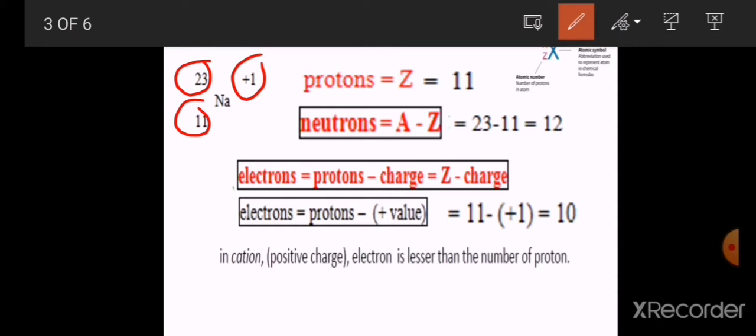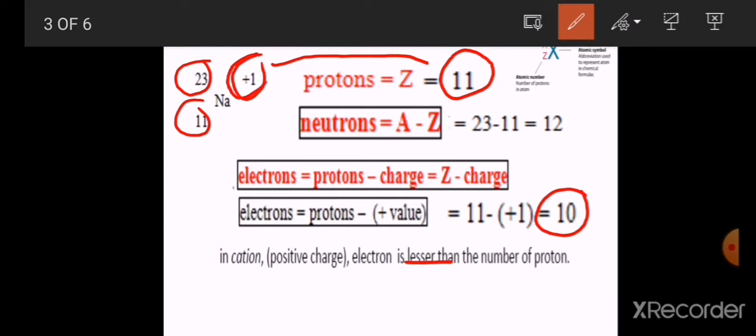Okay? 10 electrons, so less than 10 ang electrons natin, ang protons natin ay mas marami, 11. Okay, ano ang difference nila? Isa. At yan ay nakikita.